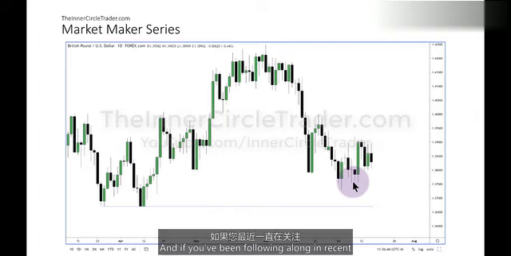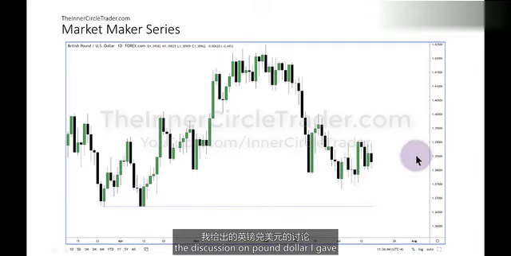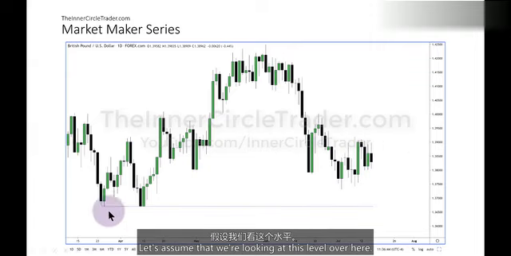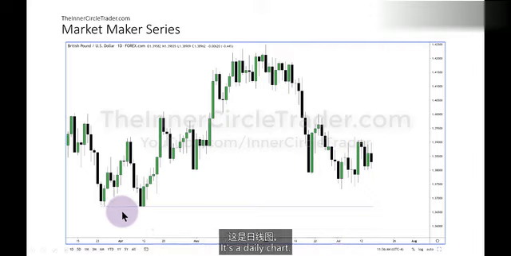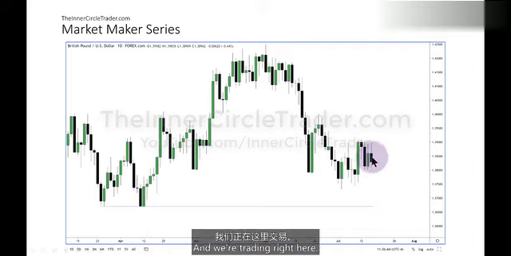And if you've been following along in recent weeks, the discussion on pound dollar I gave you guys is very serious too. But let's take it back a little bit. Let's assume that we're looking at this level over here. It's a daily chart. It's relative equal lows, so you know what's resting below that: sell stops. And we're trading right here.